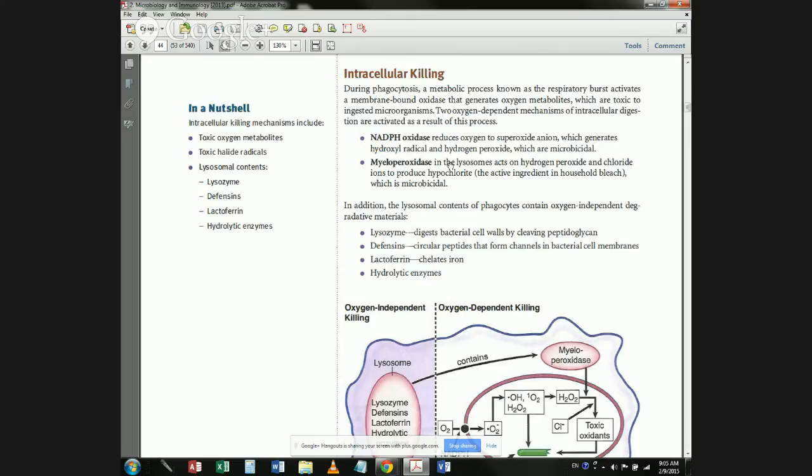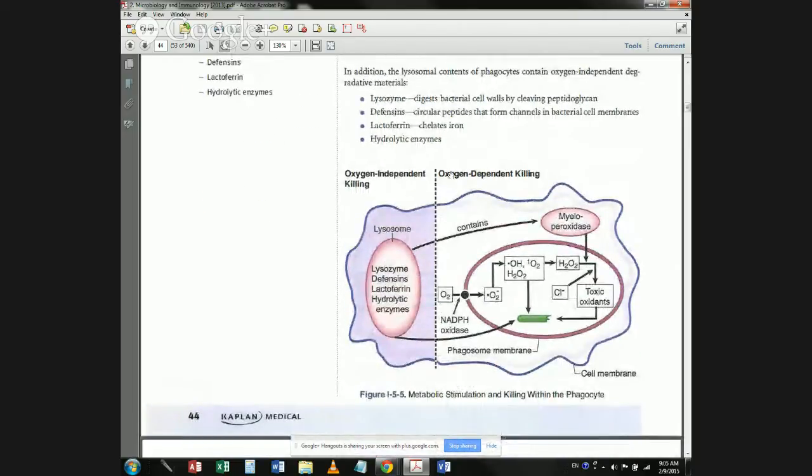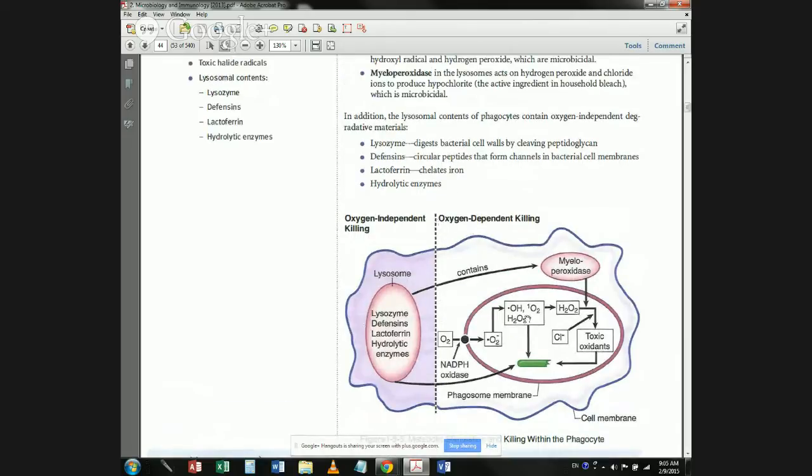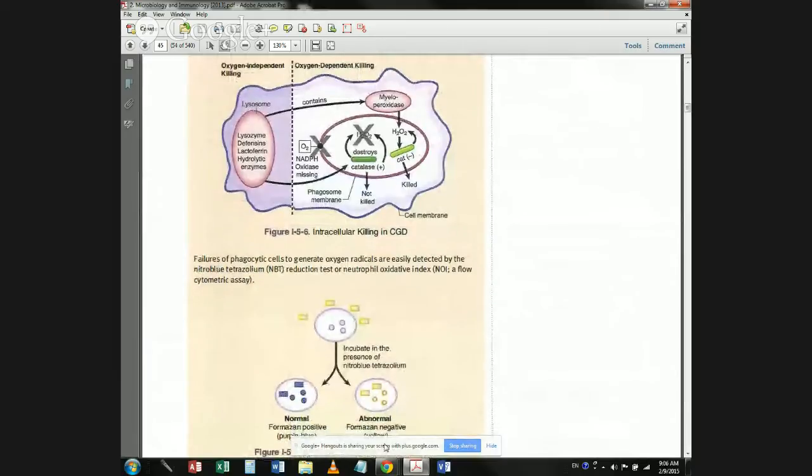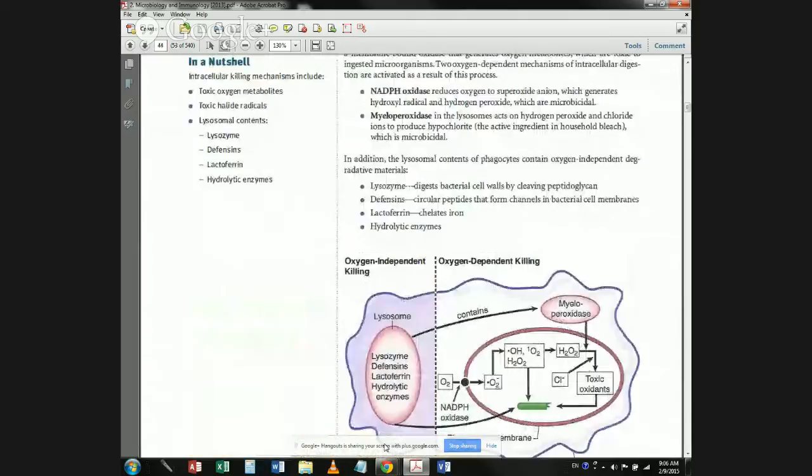Okay, let's look at the next picture. Metabolic stimulation and killing within the phagocyte. So we're at this phase. The bug has been ingested. Where is the bug? It does not say. So you have lysozyme, defensin, lactoferrin, hydrolytic enzymes. Lysozyme contains myeloperoxidase, which is a bunch of reactions you're telling me. What is this circle here? Of course, we're going to talk about CGD here. Are you serious? We're done? I feel like we're missing a step.